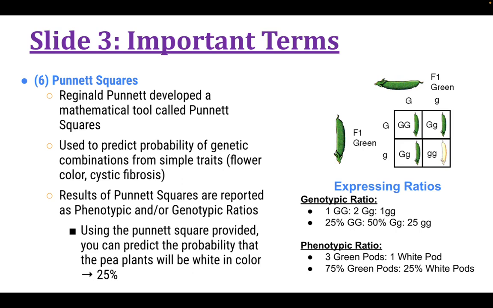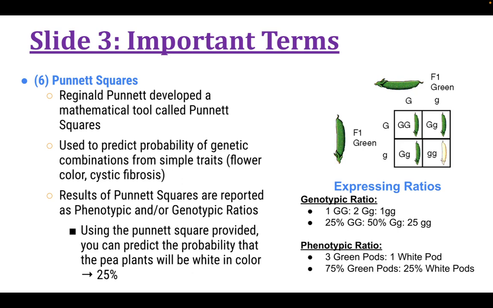Phenotypic ratios are going to be where you say, what do I see in the offspring? In the case of a phenotypic ratio for this specific cross, I would see 75% of my offspring have green pods and 25% have white. Some individuals will express it also as a ratio of the number of squares inside. So a 3-to-1 ratio, since there are 3 squares that have green and 1 that has white.